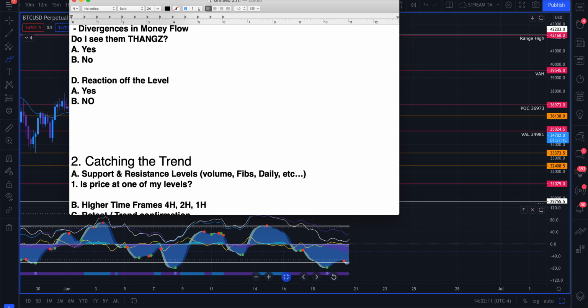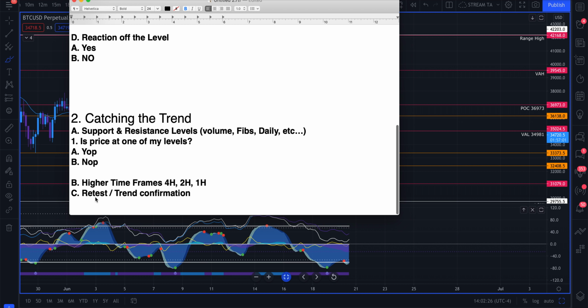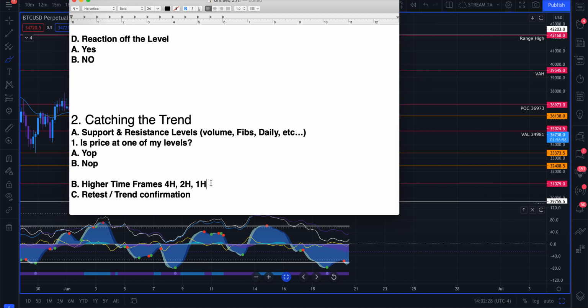And so we're going to answer that, multiple choice. A, yep. B, nope. If the answer is yep, then we move on to the next confirmation, which is now we're going to be looking at the higher time frames to try and determine which way price wants to go.